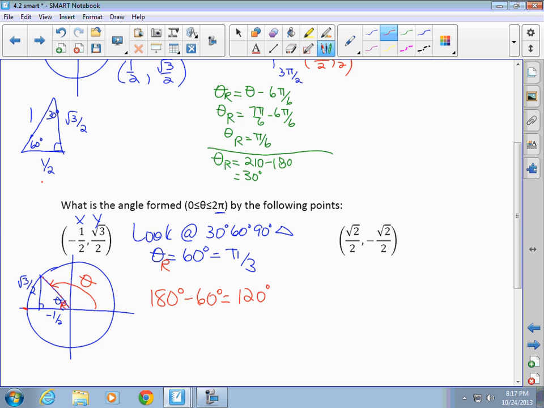Or if I was doing this in radians, so remember this would be the equivalent of a full pi. So this would be the same as saying pi minus pi over 3. So that's like 3 pi over 3 minus pi over 3, which would be 2 pi over 3. And 2 pi over 3 is between 0 and 2 pi, so I know my answer is okay.